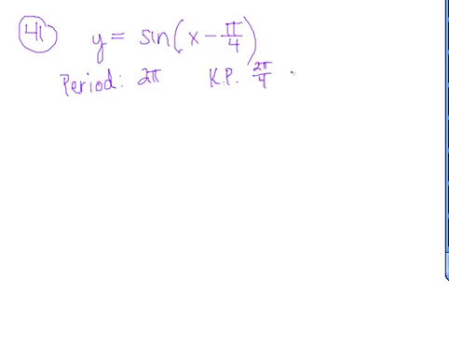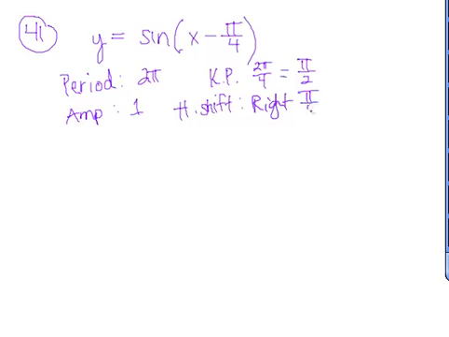So when you look at that parent function up at the beginning of this video, you will notice that I did go by pi halves. All right, there is no amplitude change, so amplitude is just going to be up 1 and down 1 from that center line. There is this subtraction of pi fourths, so I do have a horizontal shift, and it is the opposite of what you would think. Instead of going back like you would think, it's going to go to the right pi fourths.